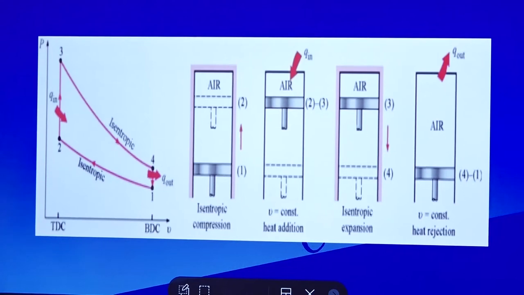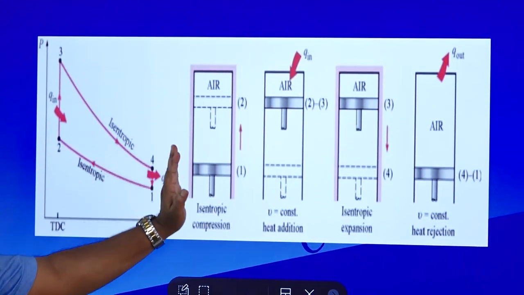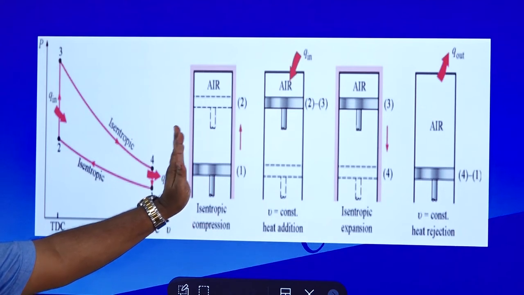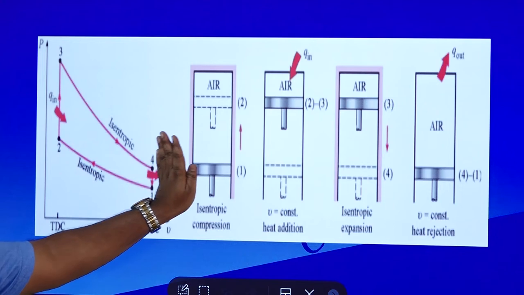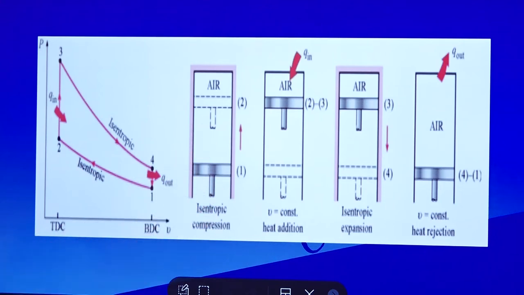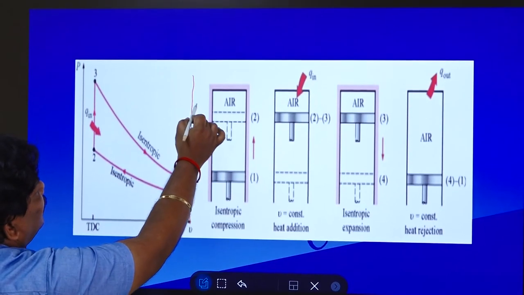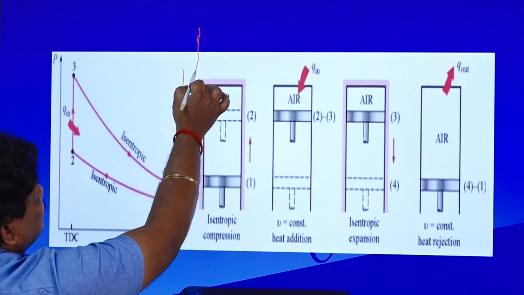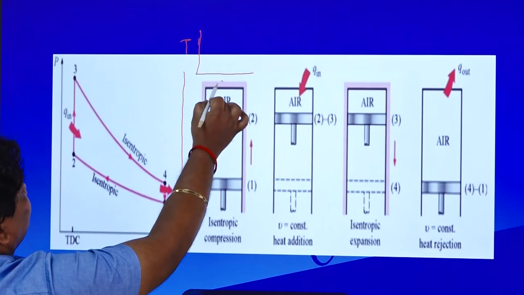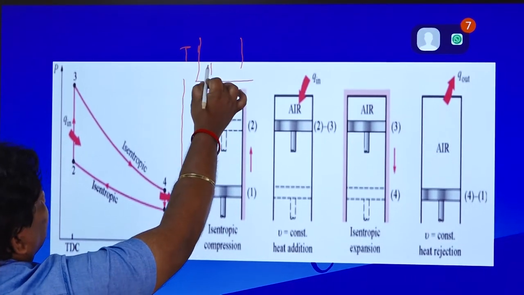If you want to know about the TS diagram, you simply keep a mirror like this, so you can see the image in the mirror. If you draw it with a mirror like this, you assume this as the mirror, and you see here this is the TS diagram. This part will come here, and here it will be like this.